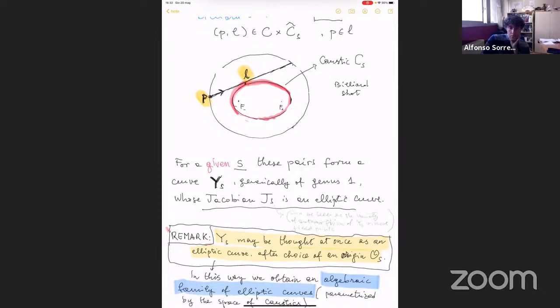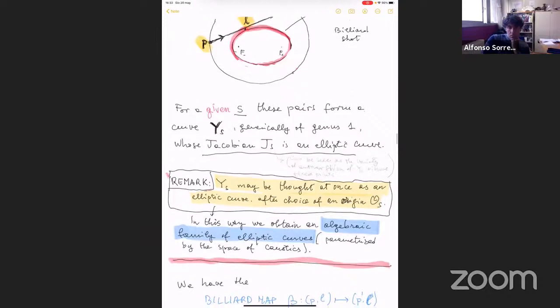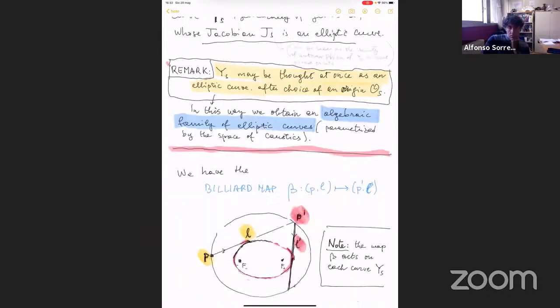So we have an elliptic family, because to each S we may associate a caustic which depends on S, and once we have the caustic, we have this curve which is an elliptic curve. So we have an elliptic family depending on S. Algebraic family of elliptic curves, and this algebraic family is parameterized by the space of caustics.